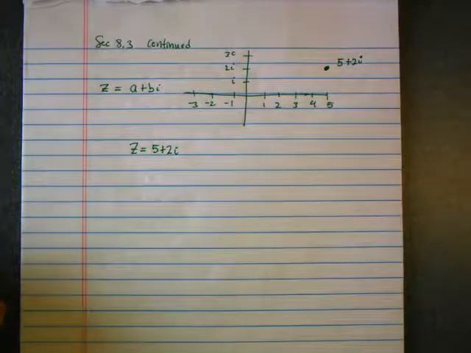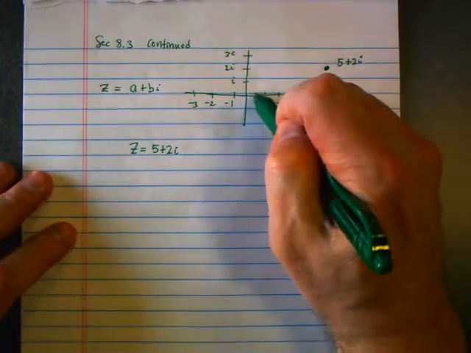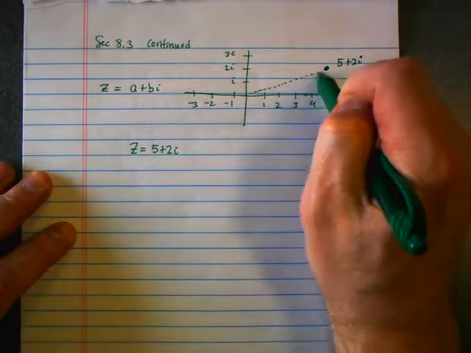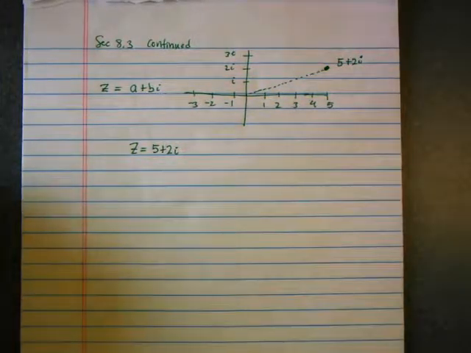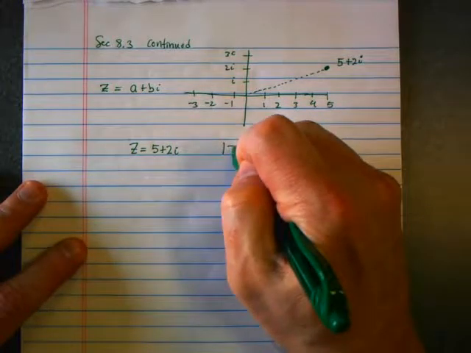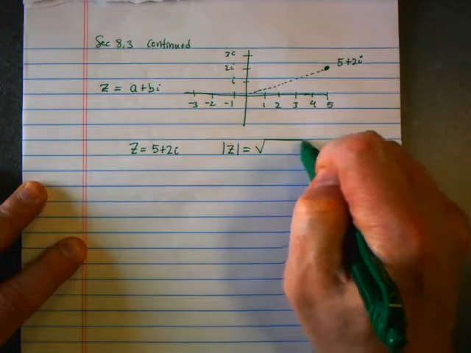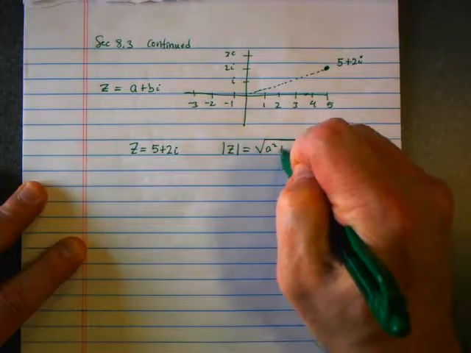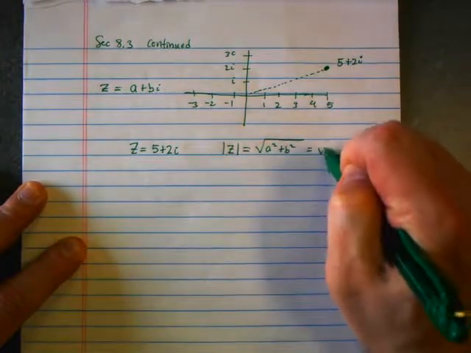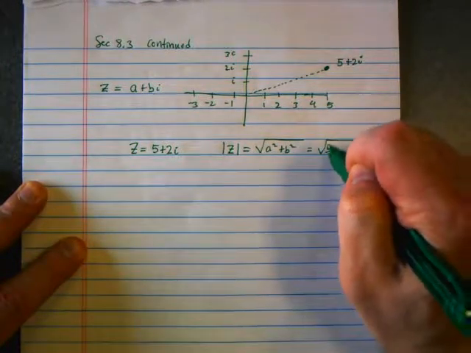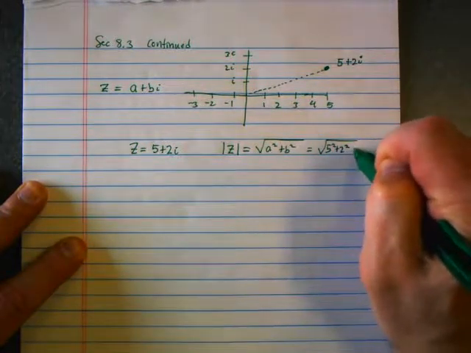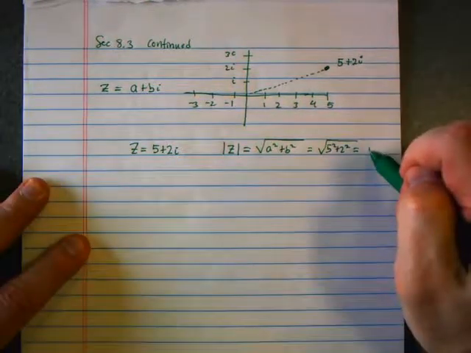And then we learned that we could write these in polar form. So we needed to figure out this length. In polar form, we called that r. When we were dealing with complex numbers, we called that the length of z. The length of z, we defined it to be the square root of a squared plus b squared. So in this case, it's the square root of 5 squared plus 2 squared, which is the square root of 29.